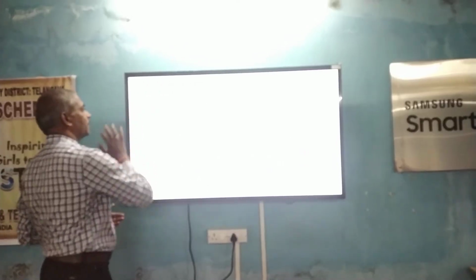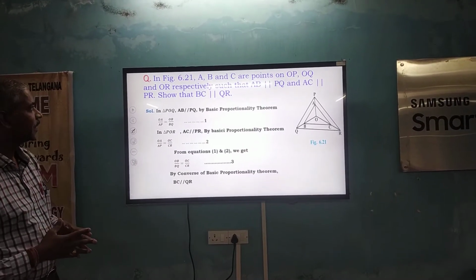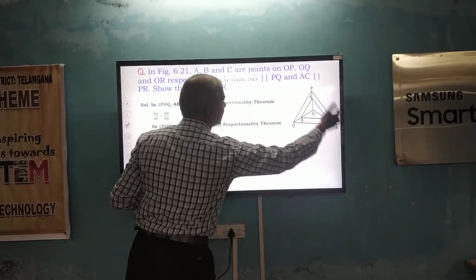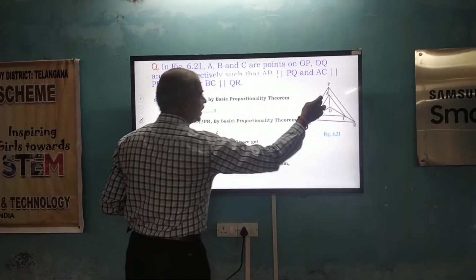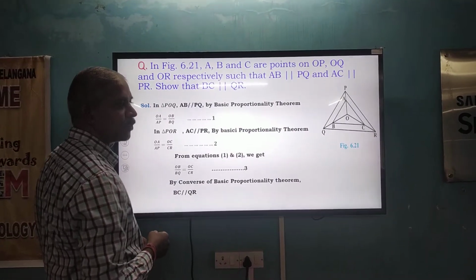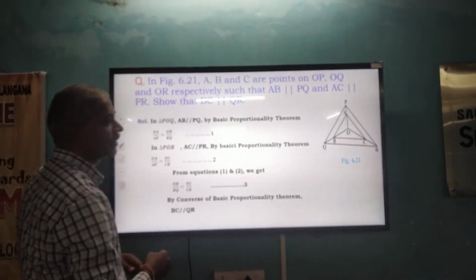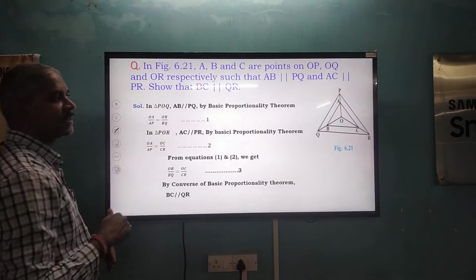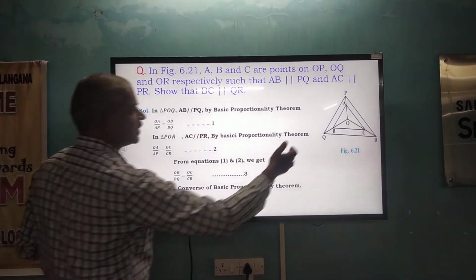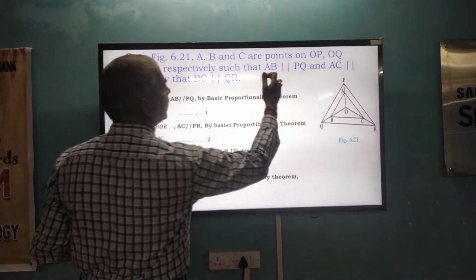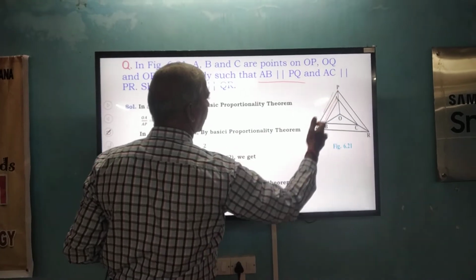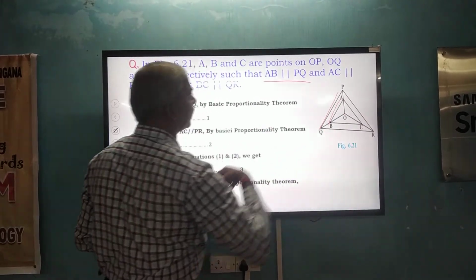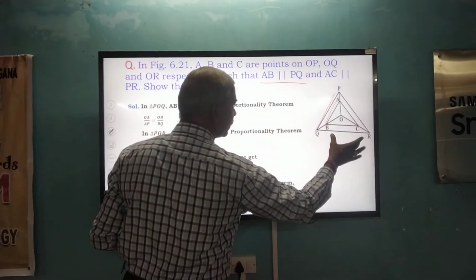We take one more example. Very simple. Here in the given figure, this PQR is a triangle. A, B, C are points, and O is an interior point. A is a point on OP, and B is a point on OQ, and C is a point on OR, such that this AB is parallel to PQ, and AC is parallel to PR. Then we have to show that this BC is parallel to QR.